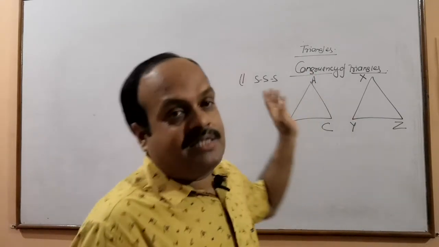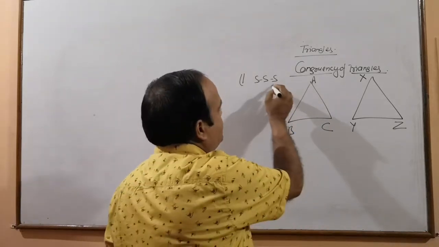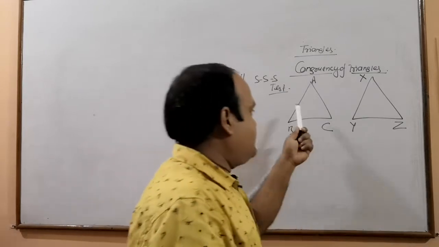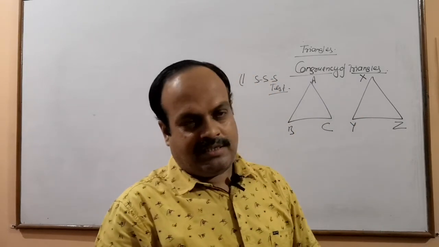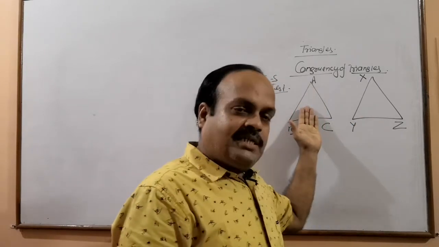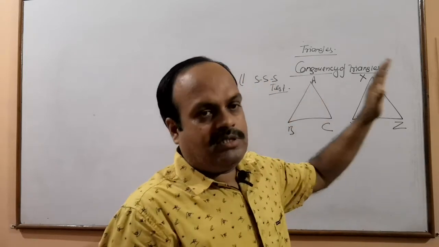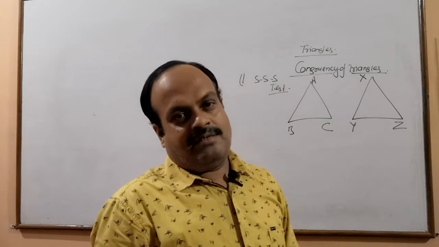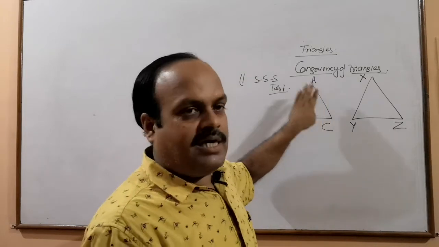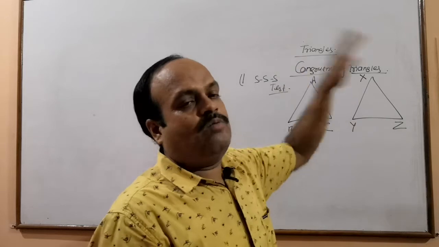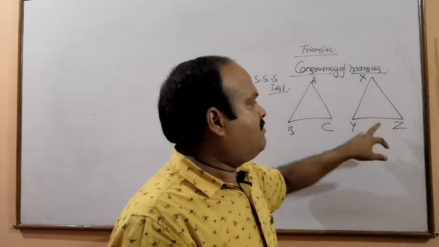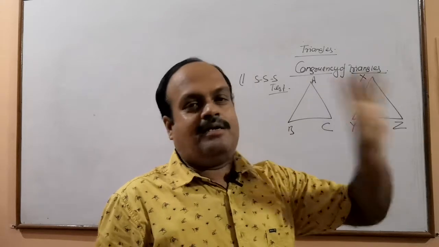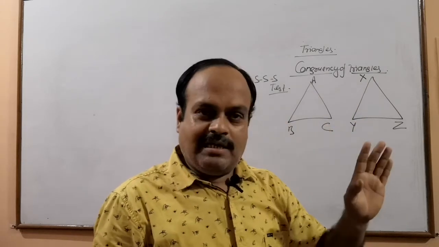This symbol or this test says that if in two triangles, this and this, the 3 sides of one are equal to the 3 sides of the other one by one, 3 sides AB, BC, AC are equal to the 3 sides XY, YZ, XZ, then we can say that the triangles are congruent. Is it clear?